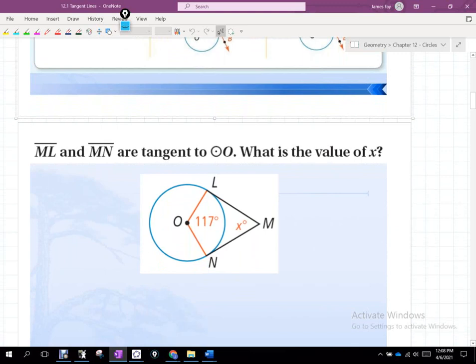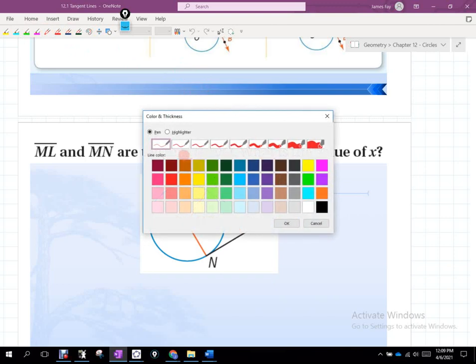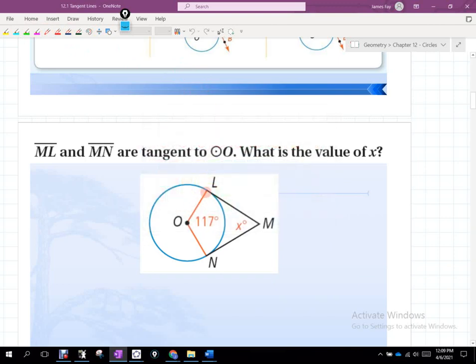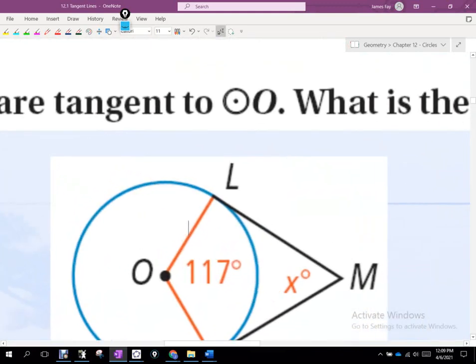They're going to ask you what is the value of x. There's a couple different things that have to play into this question. Obviously, one from this relationship that we just talked about. If I look at that right there, and LM. And what they'll say in your homework a lot of times is, if it looks like a tangent, then it is a tangent.